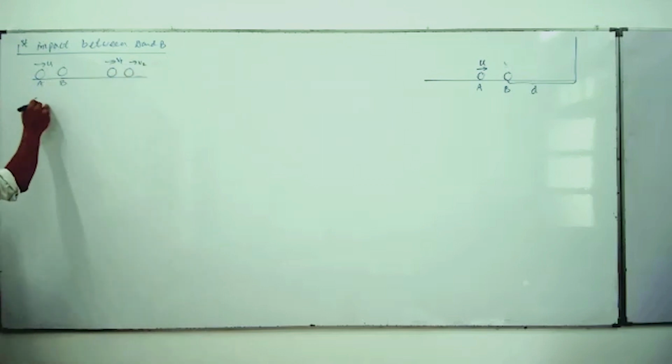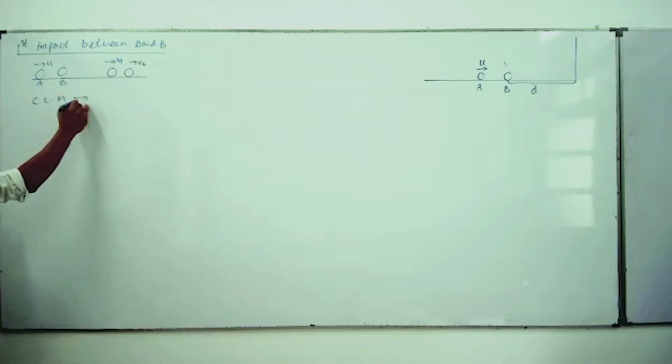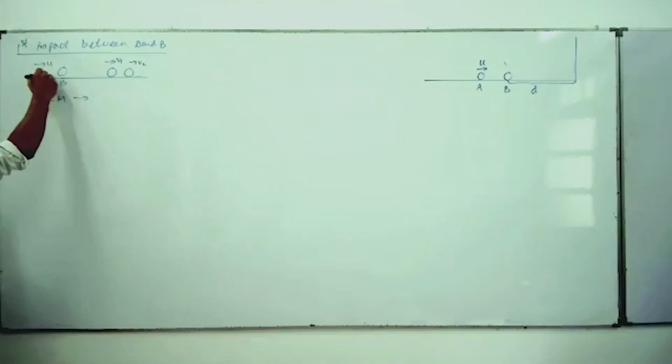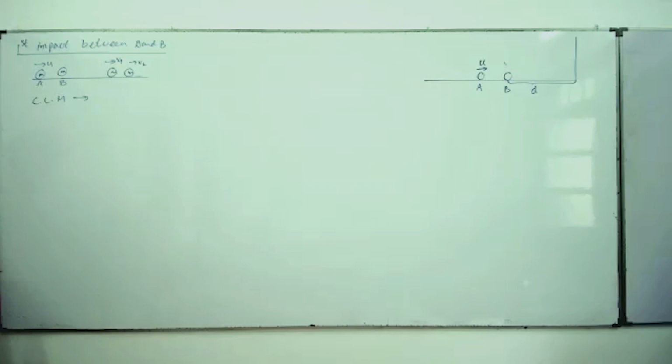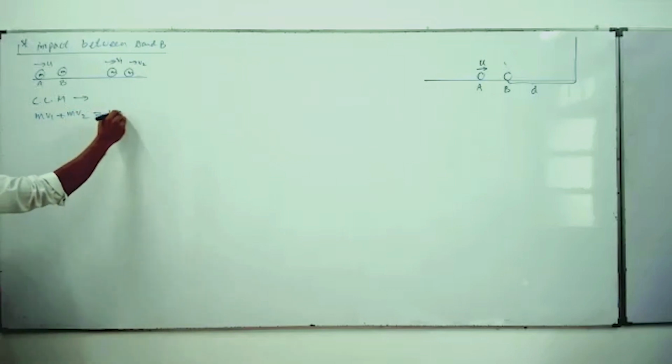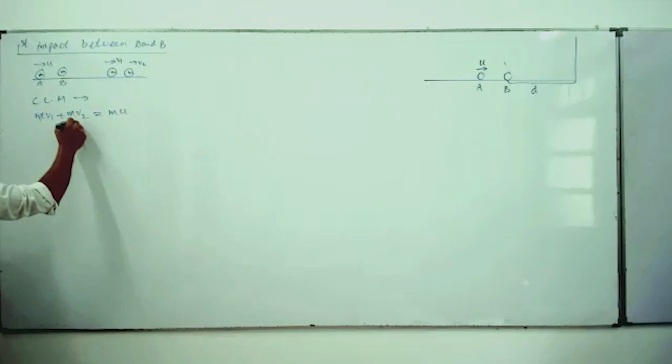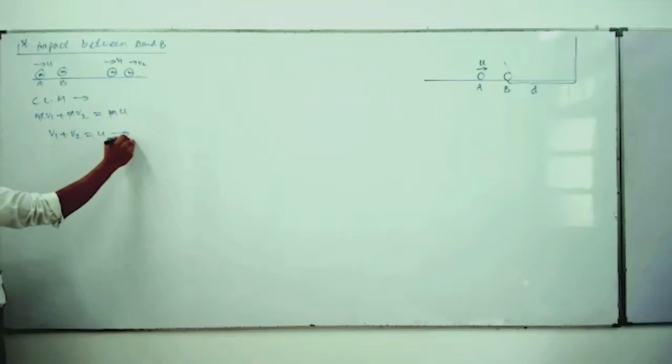We can apply conservation of momentum rightward. The mass of each we will take as M because we are given identical particles. Then MV1 plus MV2, the momentum after impact, is equal to MU. M can cancel down. V1 plus V2 equals U. Number 1.